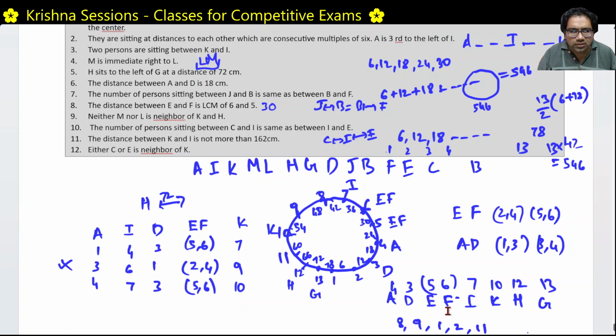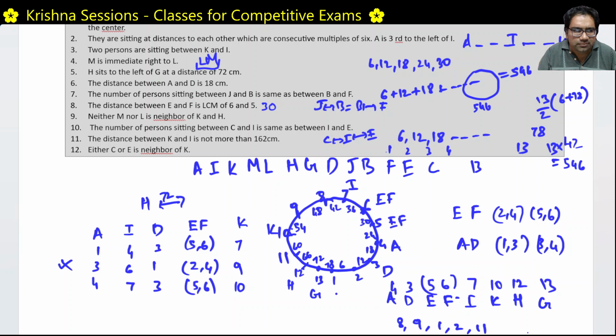Right. 1, 2, 3, 4, 5, 6, 7, 8, 9, 10, 11, 12, 13. So these 5 are left. Right. Now again, we have the same problem. M and L have to sit together, and L has to sit next to K because there is another slot, right? They have to sit here or here. Since this slot is not possible because they cannot sit next to K, M and L have to sit here only, right? M is immediate right to L.